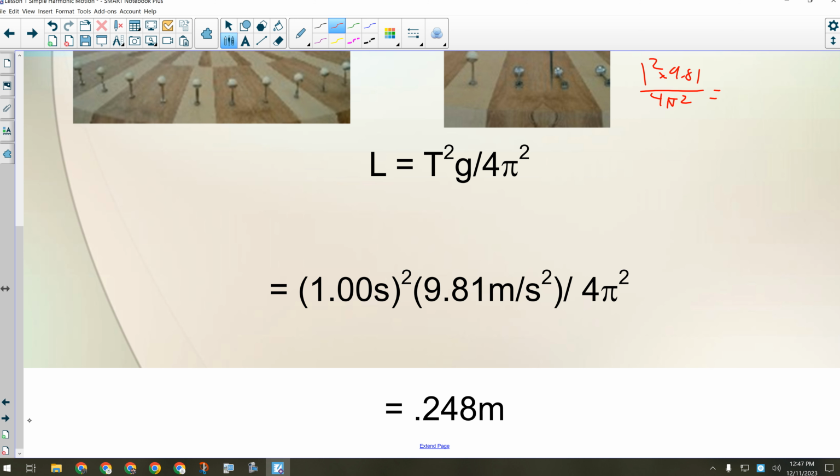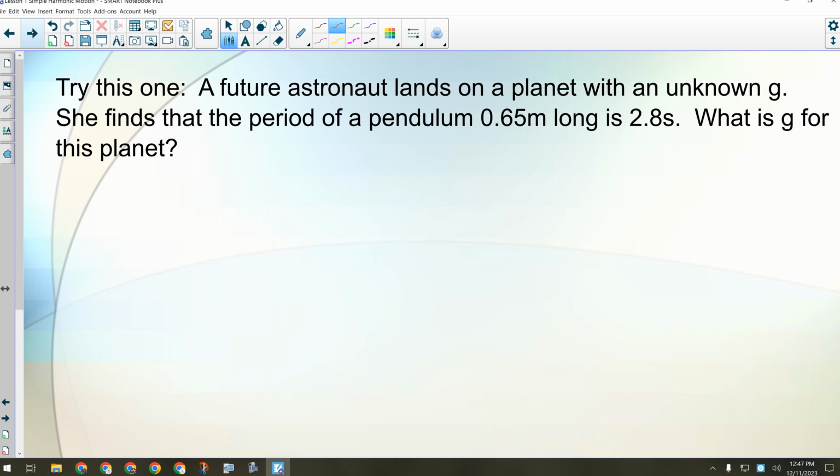Is this a terribly hard formula to use? Is the one for the mass on a spring pretty much the same thing? Yeah, it's just instead of L and G, it's M and K, but the manipulation is the same. All right, try that one. Solve for G.